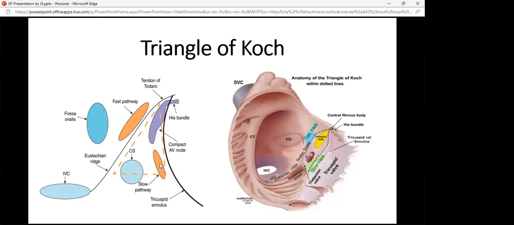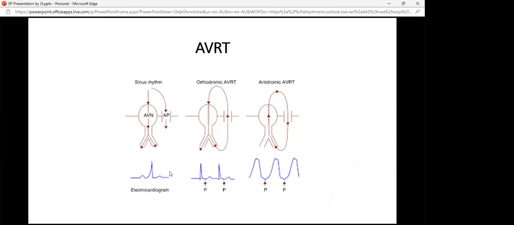We never ever want to ablate the fast pathway, okay? So it's important to understand these anatomical landmarks and make sure that if we are treating an AVNRT, we actually ablate the slow pathway. So that's just a nice little graphical representation of the anatomical structures that the physician is looking for when they're inserting their catheters and performing an ablation.